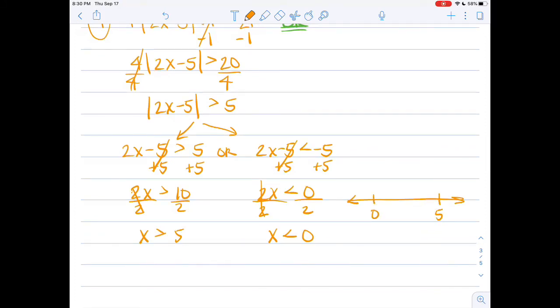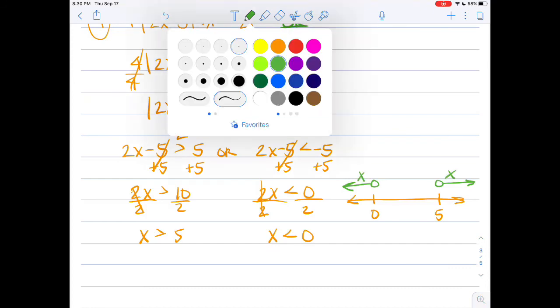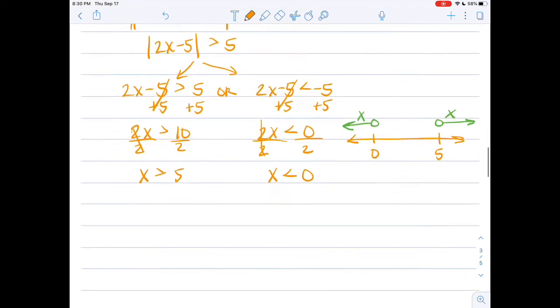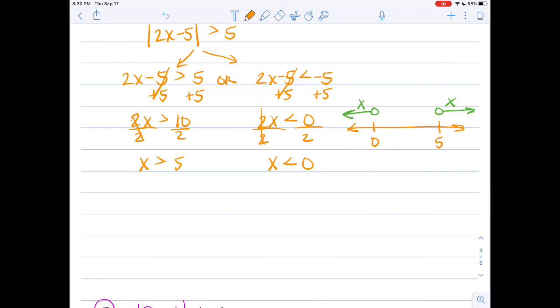We have 0 and we have 5. We're going to have an open dot at 0 and open dot at 5. X is greater than 5. Greater goes bigger towards infinity. X is less than 0, headed over here. X is somewhere in between. So finally, we can write our statement. X is less than 0, or X is greater than 5. And that is our final answer to our inequality.